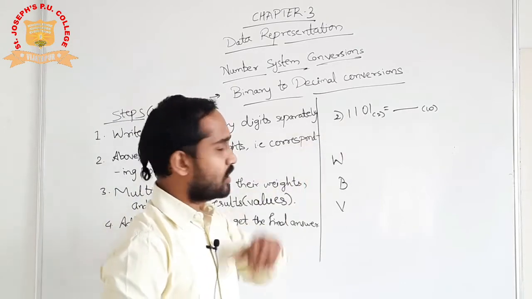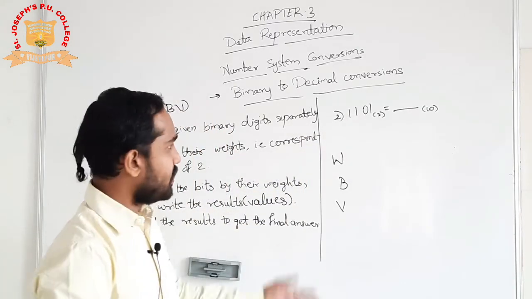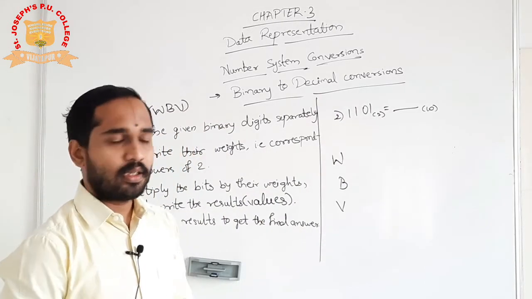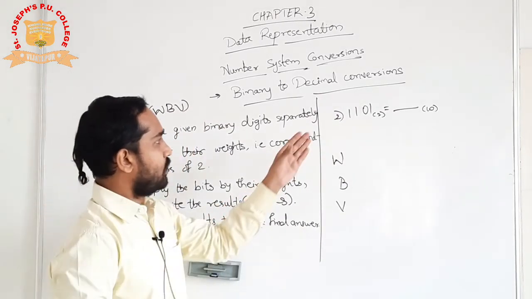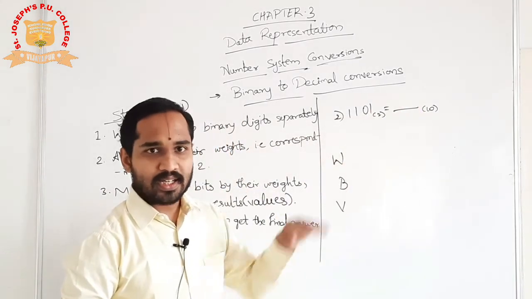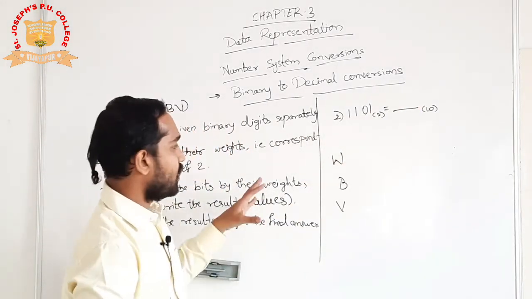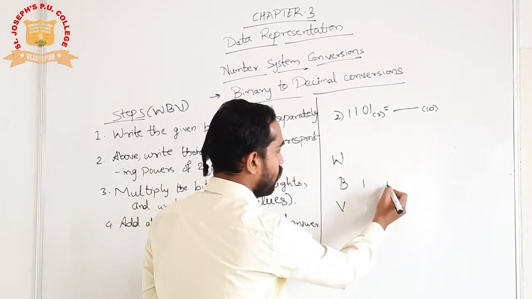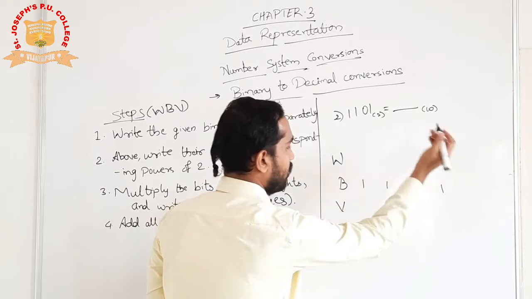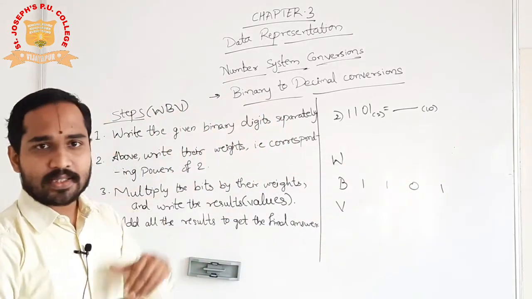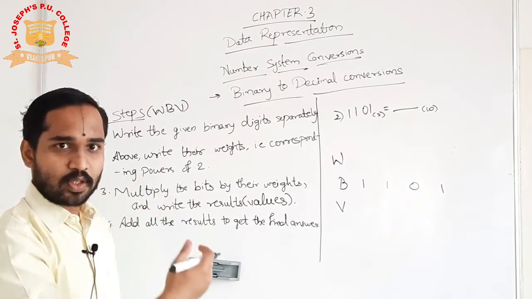Now let us take the second example. There is a number given 1101. This is a binary number. This binary number, I want to convert it into the decimal number, that is the 10 as the subscript. First step, write all the bits separately. So 1101 written separately. Second step, write their weights, means powers of 2.